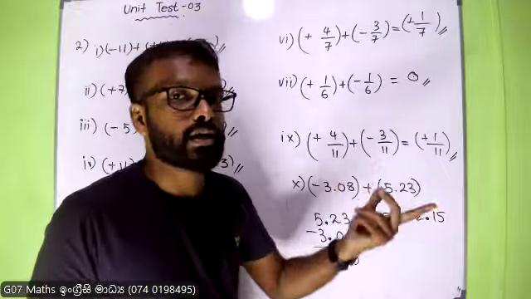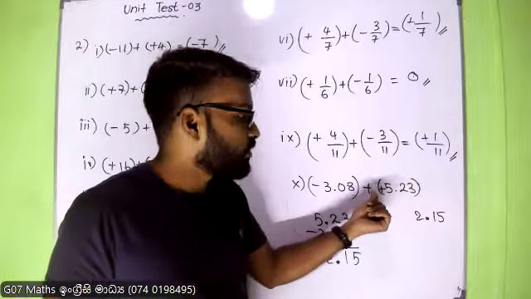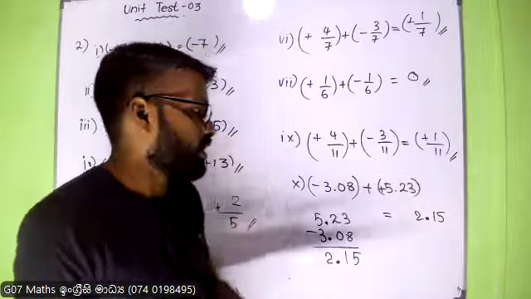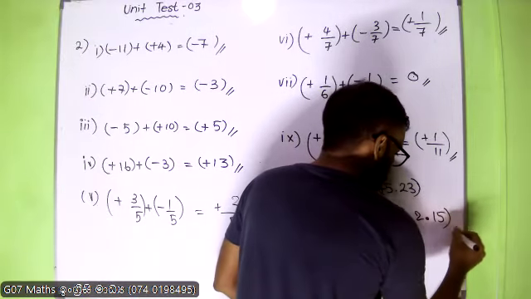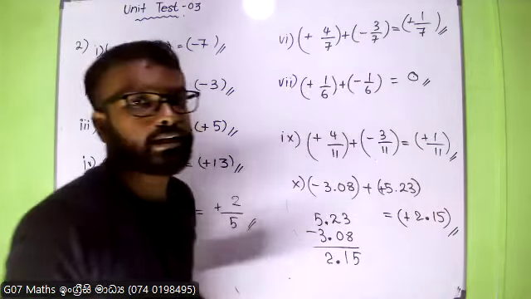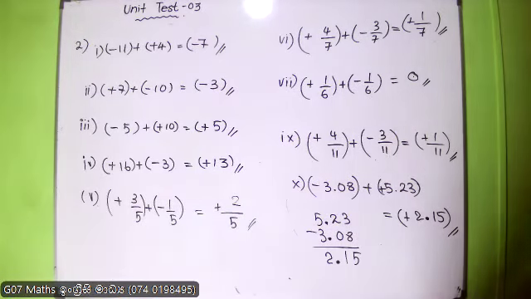So how do you decide the sign of the answer? By looking at the biggest number. What is the biggest number? 5.23. What is the sign of the biggest number? Positive. So your answer should definitely be positive. Right. Okay, guys. So that is the end of the discussion. Unit test. Yes, that is the end of the unit test. Right. So we have done a lot.